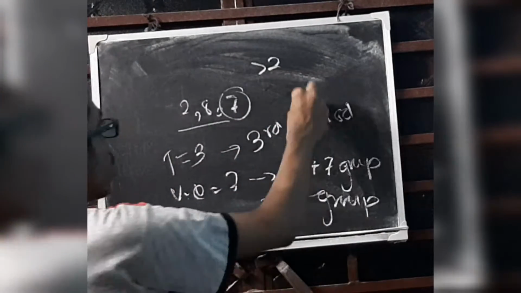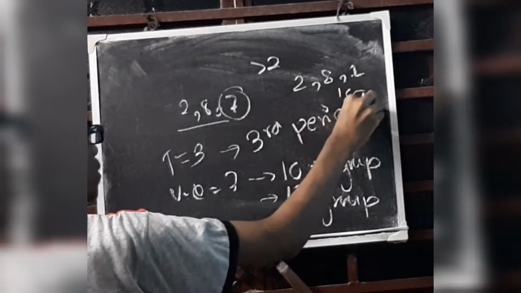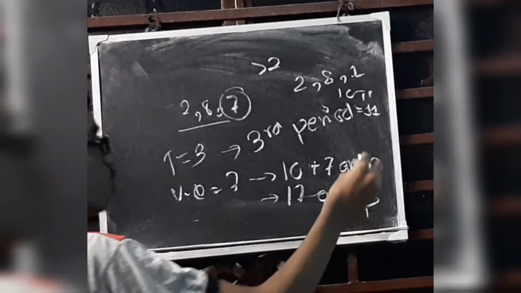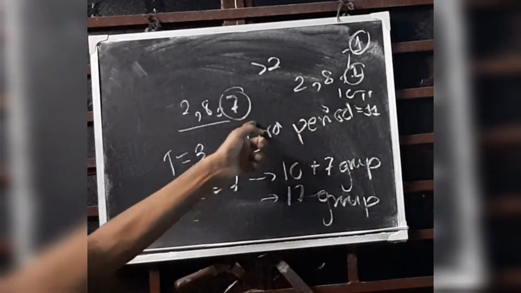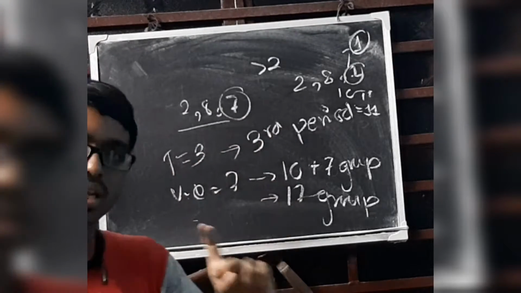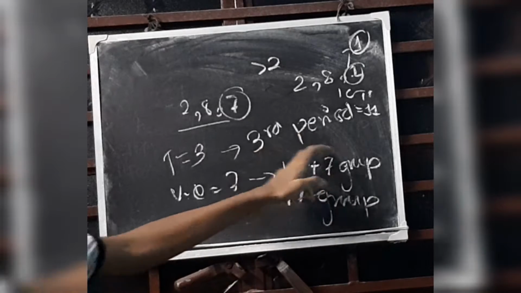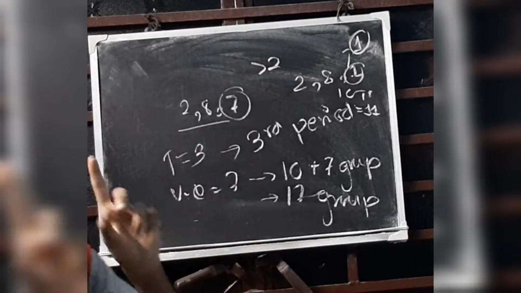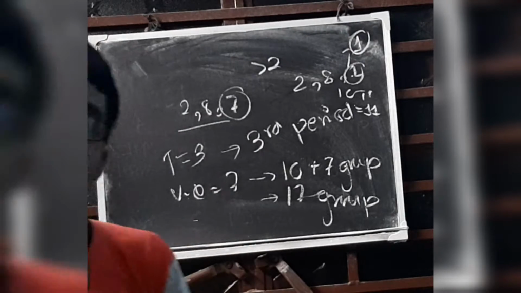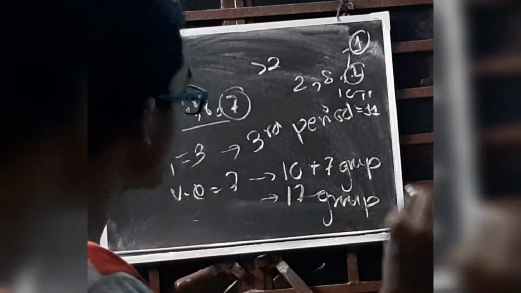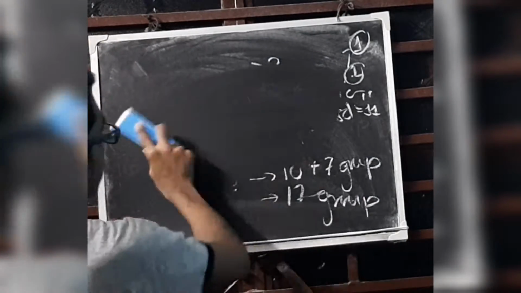Otherwise, suppose it is 2, 8, 1. Then if you add 10 to 1, it becomes 11, but sodium is not in group 11, it is in group 1. So in that case, write this only as group number 1. But whenever it is exceeding 2, add 10 to it and then write the group number. So this becomes 17th group and third period. So the period number is determined by the number of shells, while the group number is determined by how many valence electrons are present in the valence shell. This is the basic thing of how to determine the period and group number.